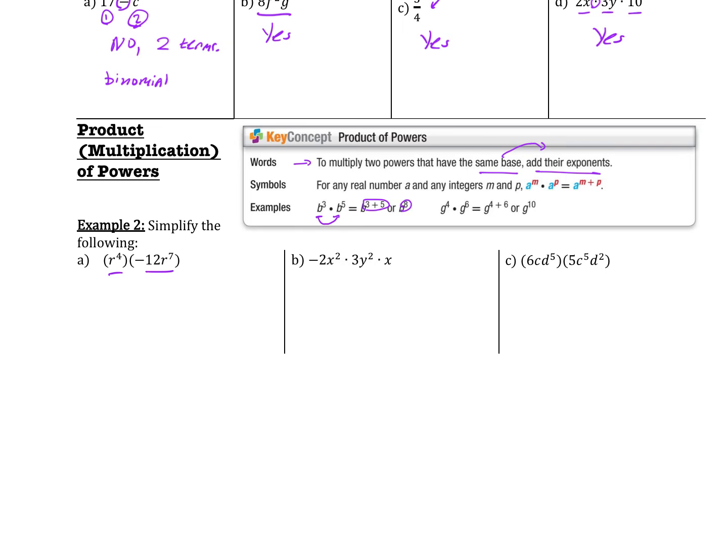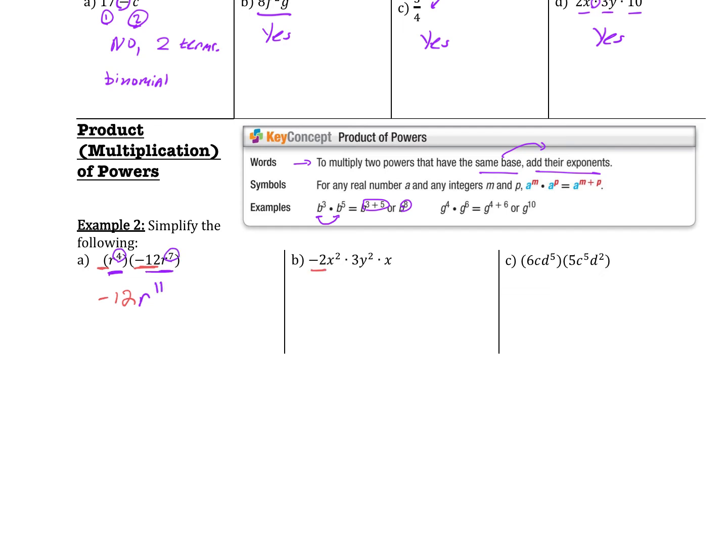So for example 2a here, you want to go in numeric order. So the numbers are going to go first. I've got negative 12 here in front, and then there's just a 1 in front there. So I know my number term is going to be negative 12. Then I've got base r and base r, so I know base r is next. Then we said to get the same base, you're going to add your powers.